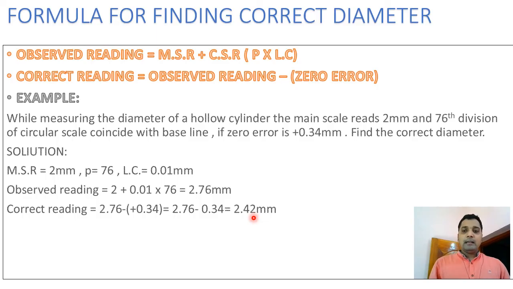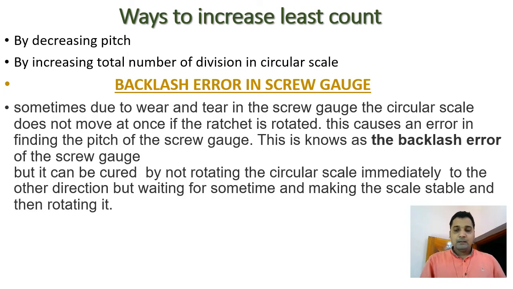So with the help of the screw gauge and vernier caliper, we can calculate the length and diameter of any thin object. In a screw gauge, we can calculate the length and diameter of a very thin object. There are two ways by which we can increase the least count of a screw gauge. The least count has the formula pitch divided by the number of divisions on the circular scale. Least count means how much minimum it can measure.